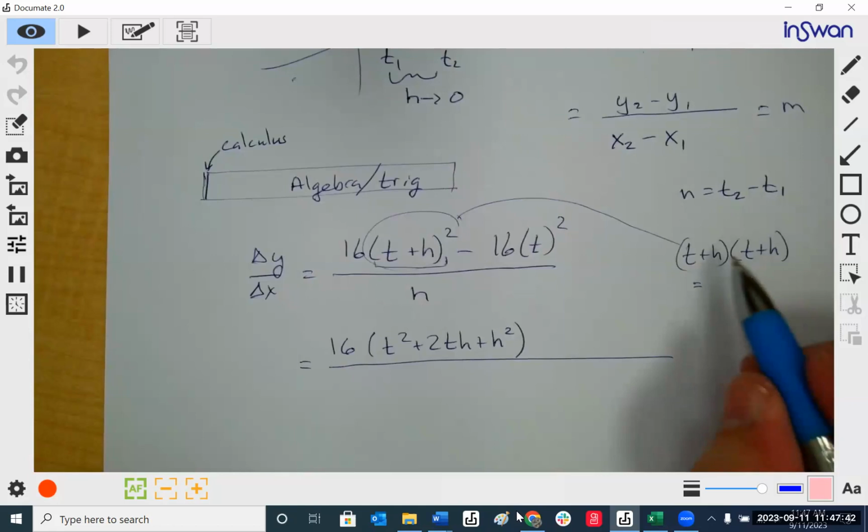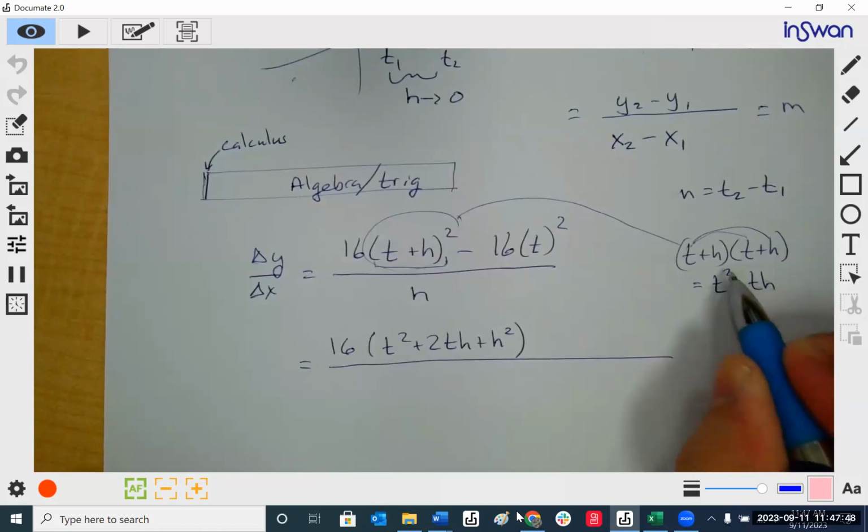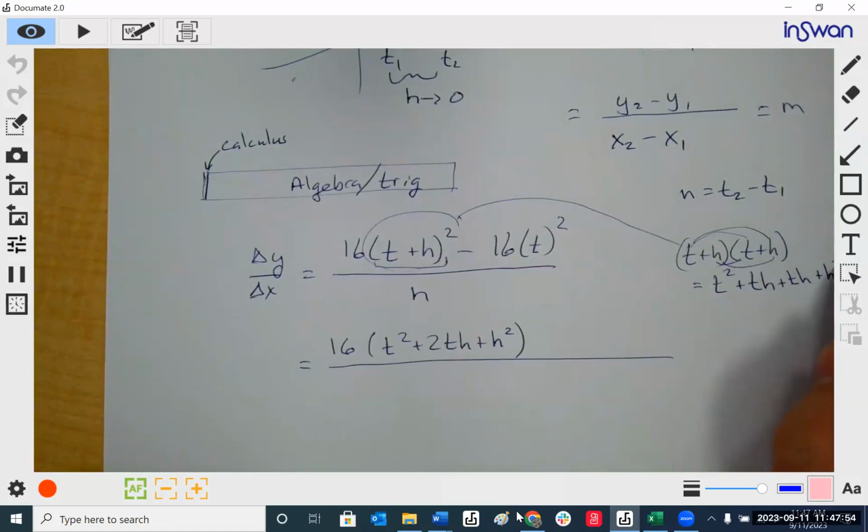Let's look at the long way also. So t times t is t squared. t times h is th. h times t is th. h times h is h squared. Combine the middle terms, which is what that is.